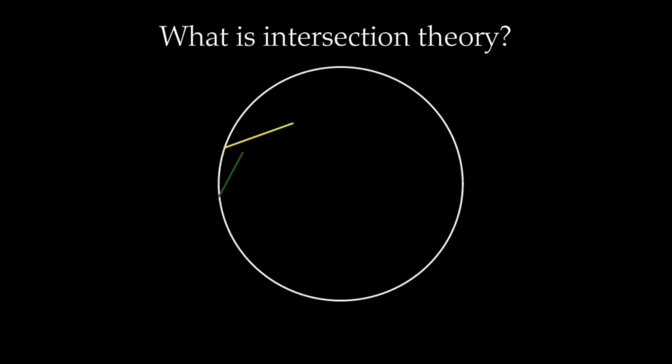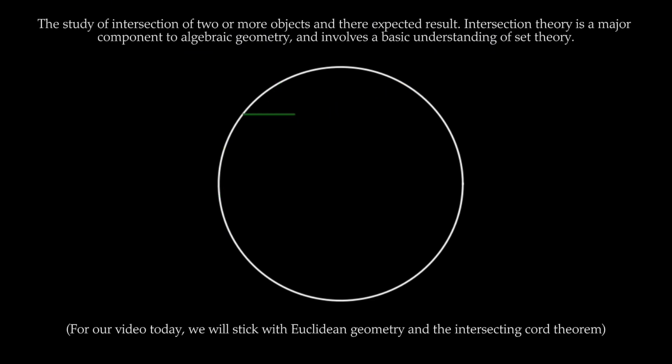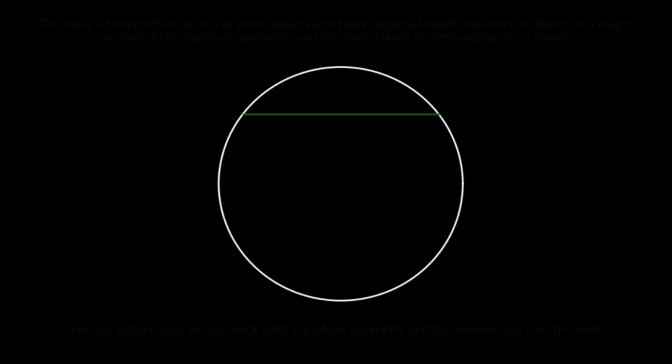Today I would like to go over intersection theory. And what is intersection theory? Well, intersection theory is the study of intersections of two or more objects and their expected results within a Euclidean region or non-Euclidean region. And for today's example, we'll be using a Euclidean circle.